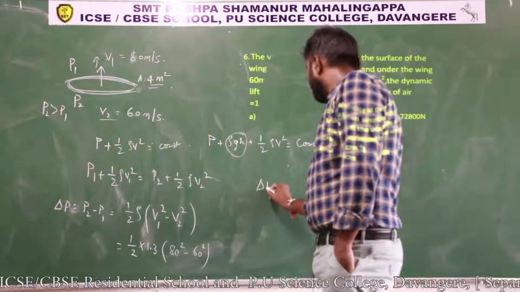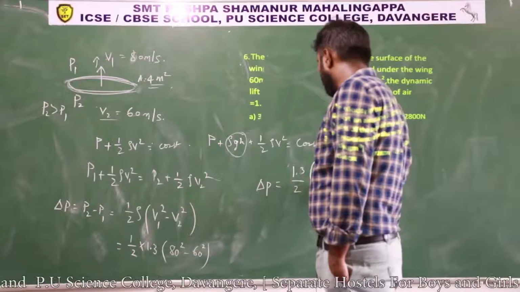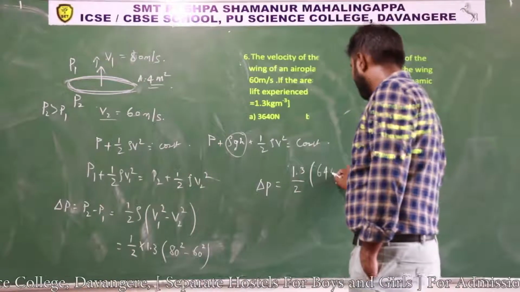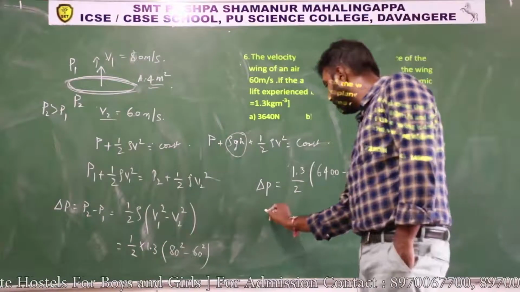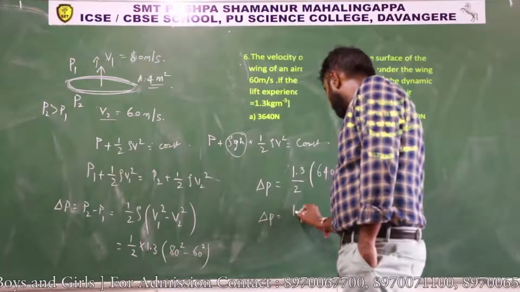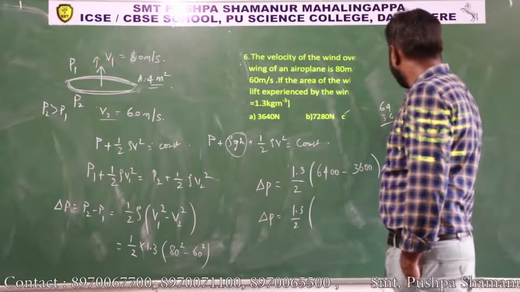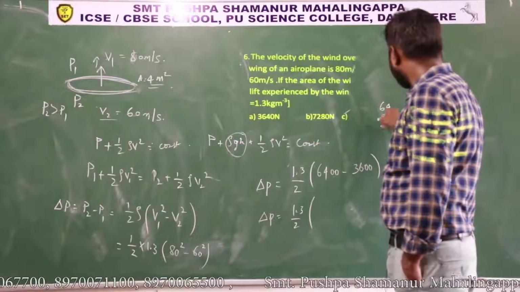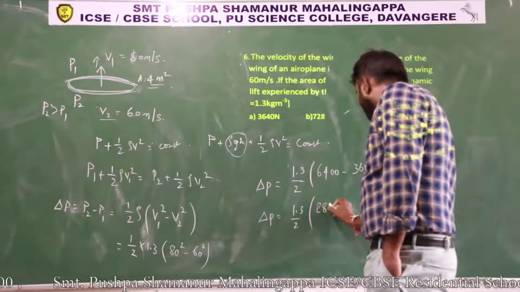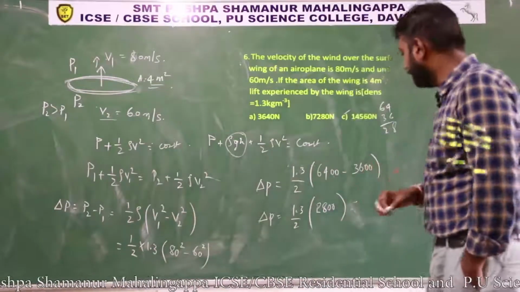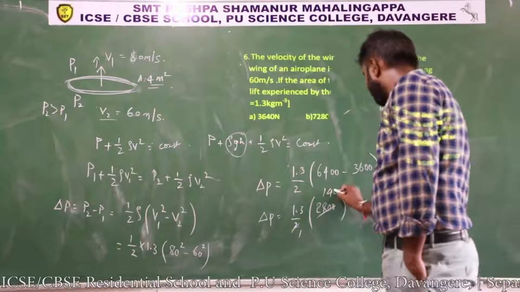So delta P, the difference in pressure, becomes 1.3 by 2. Here you will get 6,400 minus 3,600. Here delta P becomes 1.3 by 2, and 64 minus 36 means 28, so 2,800 you will get, right? This is 2,800, here 1 times and here 4 times, that means 1,400.